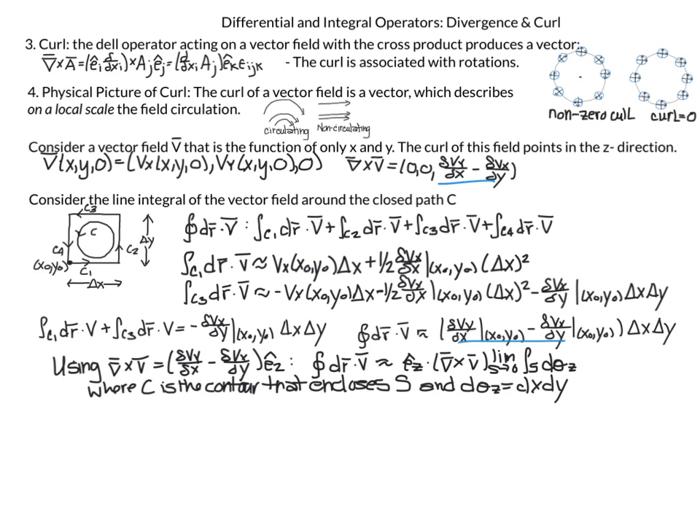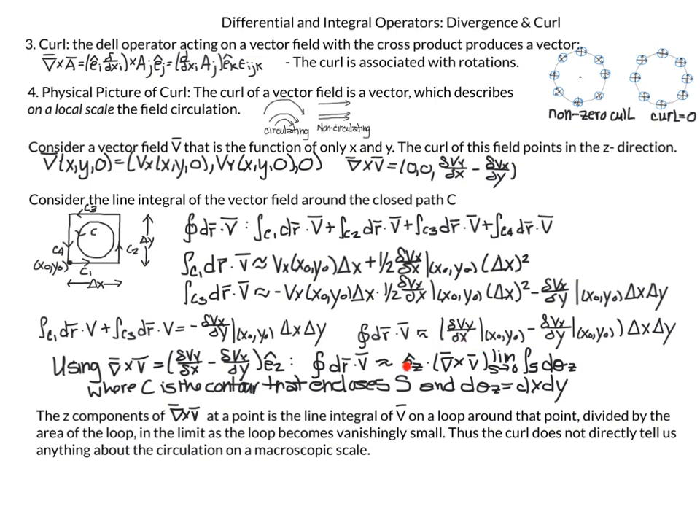And now what we do for the integral is make our delta x and our delta y vanishingly small. So, taking the limit as the contour C encloses the surface S, we're making the actual curve extremely small. That means the z component of the curl of v at a point is the line integral over a loop around the point divided by the area of the loop. That's this here. So it is the limit as the loop becomes vanishingly small.